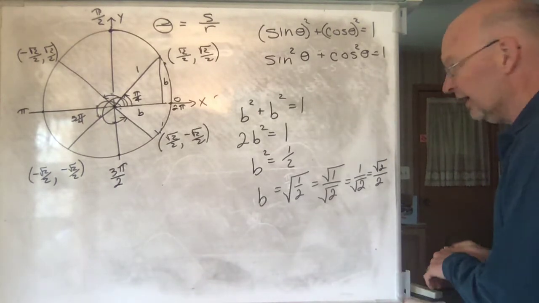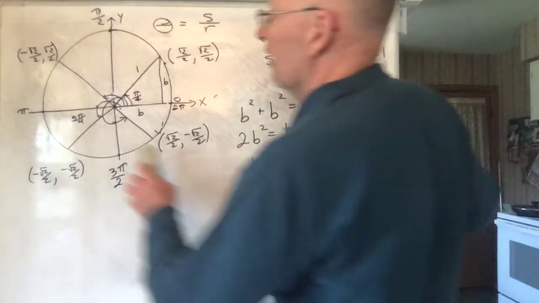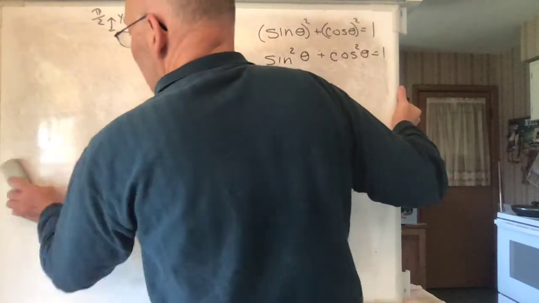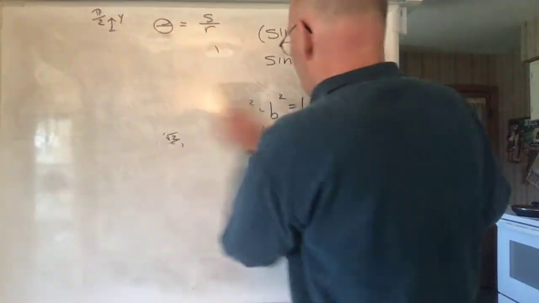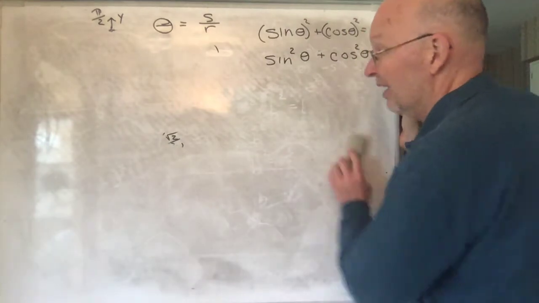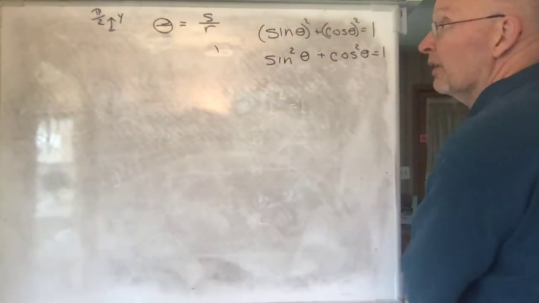Now let's see if we can get one other angle. In fact, I think it might be easiest just to erase it at this point, and start over again.